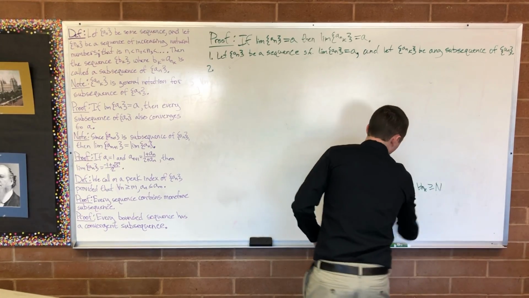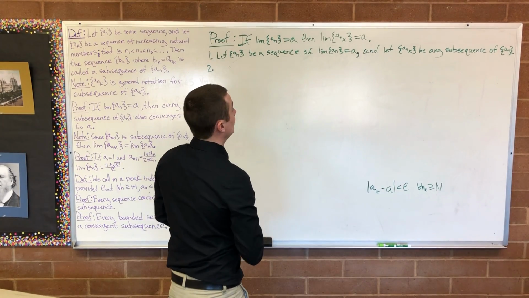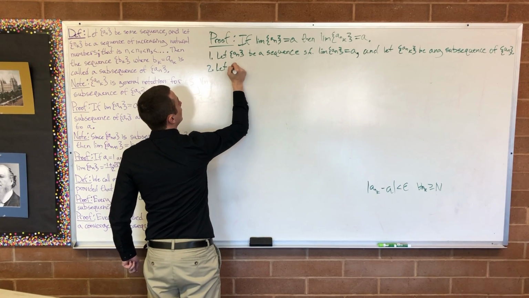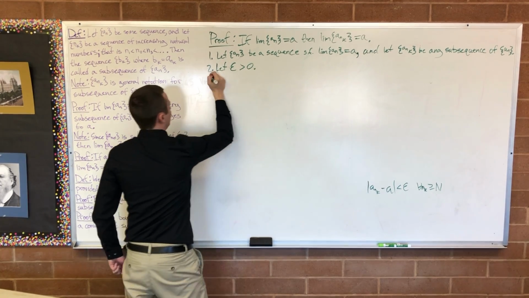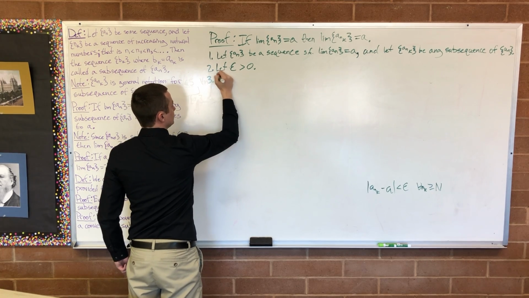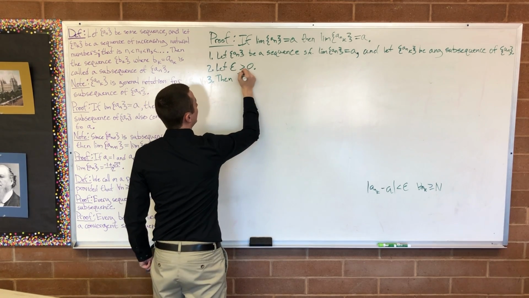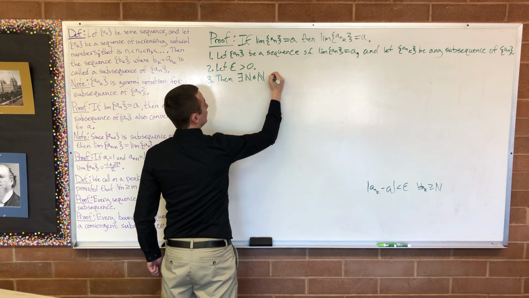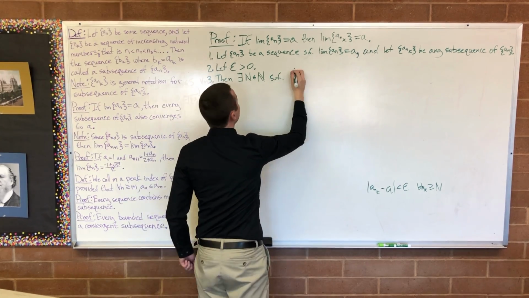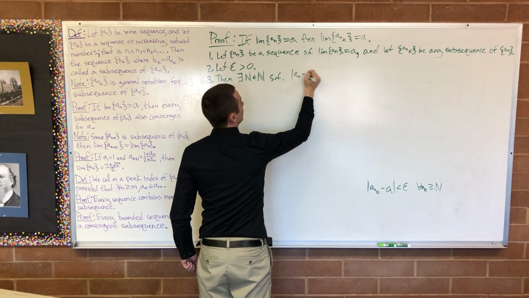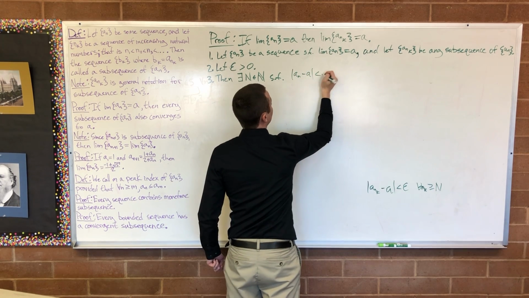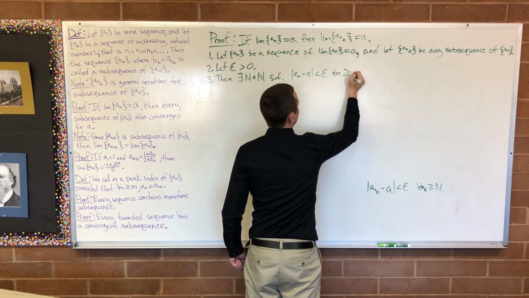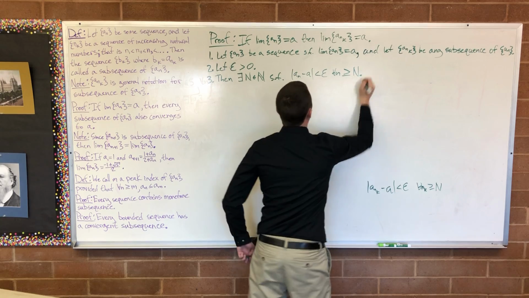Okay, so ultimately that's what I'm trying to get, and we're done. So 2, let epsilon be any positive number. Let epsilon be something greater than 0. 3, then there exists big N in the naturals such that the absolute value of a sub n minus a is less than epsilon for all n greater than or equal to that index.